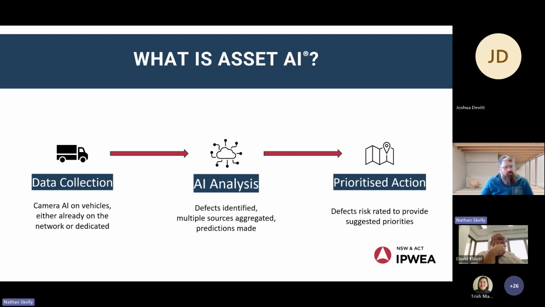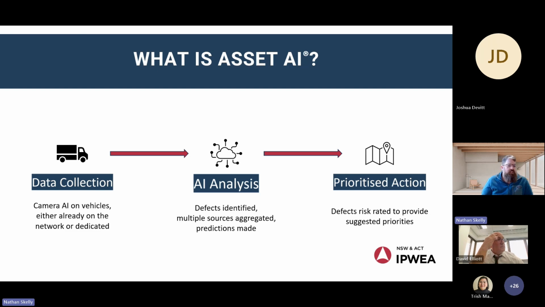So first, I'll just give you a bit of a rundown on what Asset AI is. So the way we do data collection is you have a camera provider that the cameras installed on vehicles. They can either be already on the network, being garbage trucks, street sweepers is a prime example, or some of our councils do use them on bespoke inspections. You drive around at the prevailing speed limit.